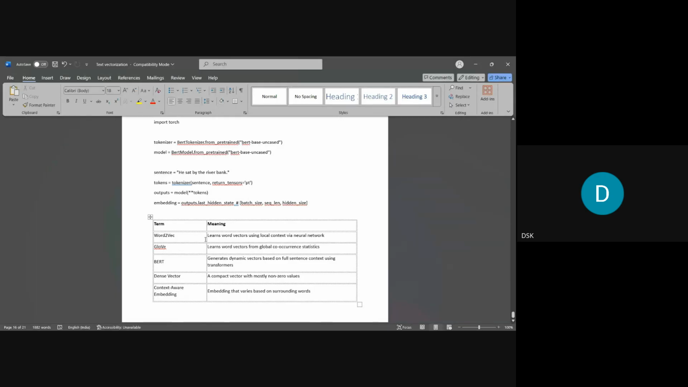Word2vec learns vectors using local context via a neural network. GloVe learns word vectors from global co-occurrence statistics. BERT generates dynamic vectors based on full sentence context using transformers. A dense vector is a compact vector with mostly non-zero values. A context-aware embedding is an embedding that varies based on surrounding words.